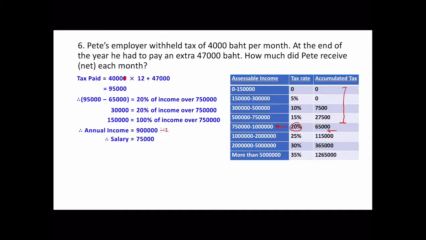But he didn't get that actual amount every month because his employer withheld tax of 4,000. So of his 75,000 salary, Pete's boss said, we'll keep 4,000 and that's going to be your tax. So the amount of money he actually got was 71,000.